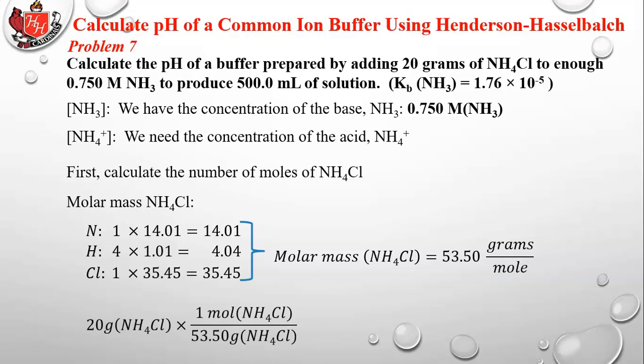So there we go. We're going to put the 53.5 grams of ammonium chloride on the bottom and the 1 mole of ammonium chloride on the top. Again, you just use the equivalents to create that. The grams of ammonium chloride cancel out and you end up with moles of ammonium chloride, which is 0.374 moles of ammonium chloride.